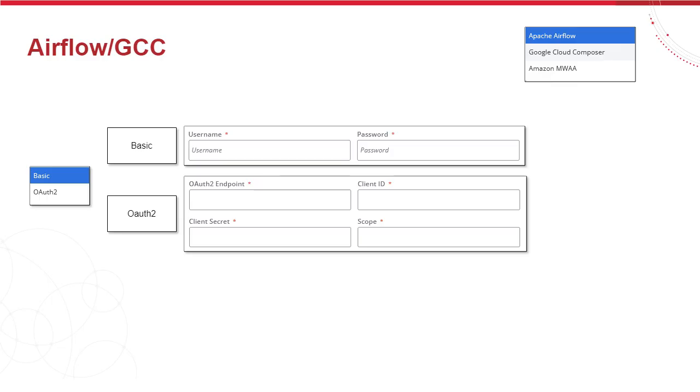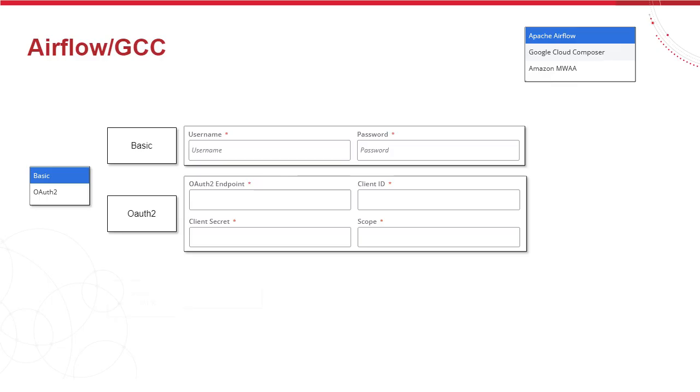OAuth 2 is an authorization protocol designed to delegate the granting of access to a resource via a token to a third party. In our case, that resource is the Airflow REST API. You specify the OAuth 2 endpoint, which is the third-party authorization system. The client is the system that authenticates itself with the authorization system via an ID and secret, and then requests the token. You also need a scope, which exists to set the level of access to the application.